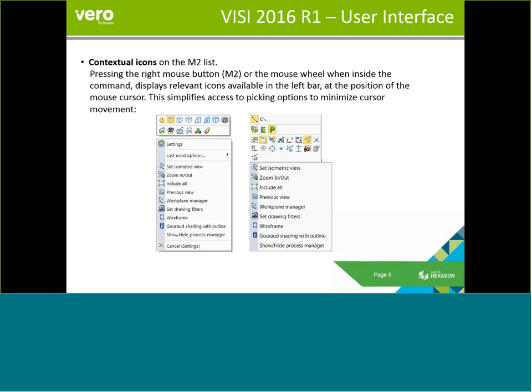Along with these 4 new buttons, 2016 also provides quicker access to the contextual icons. So instead of moving your cursor to the left-hand toolbar to select all of these icons, you can now just simply right-click and access those right at your cursor.